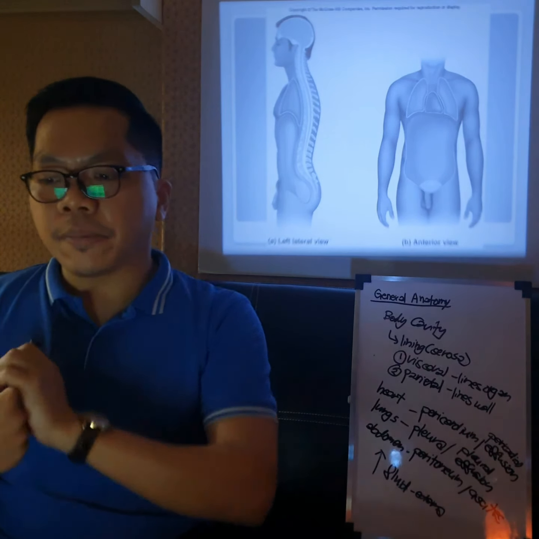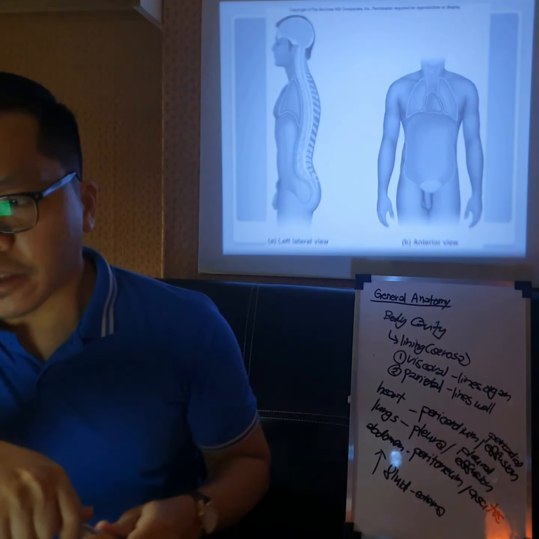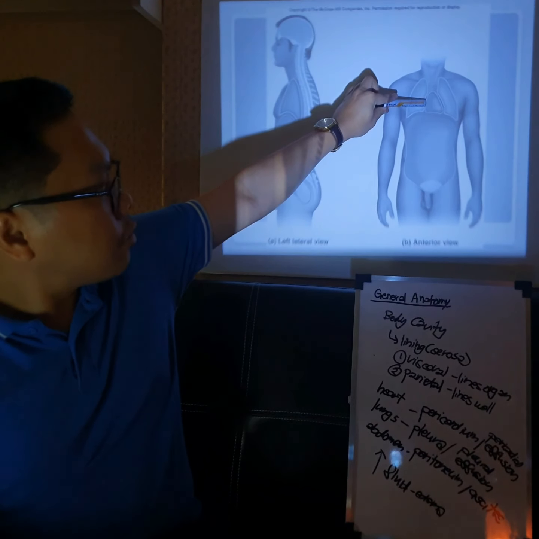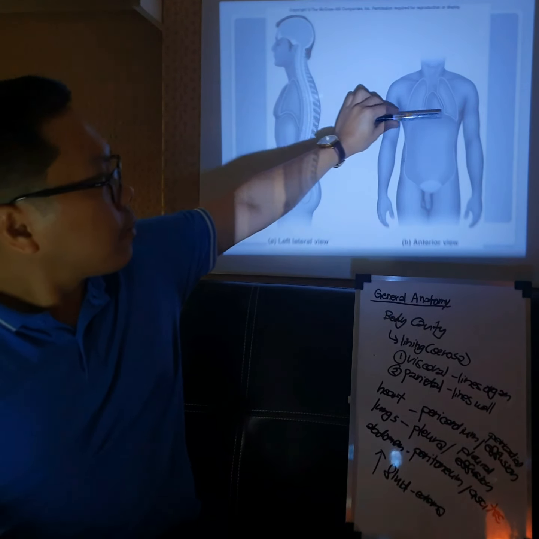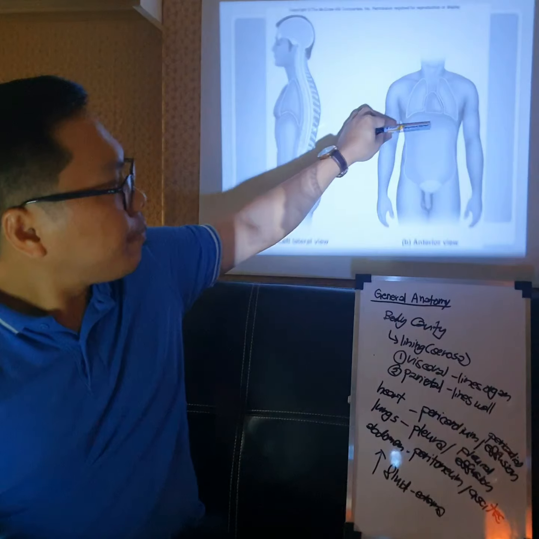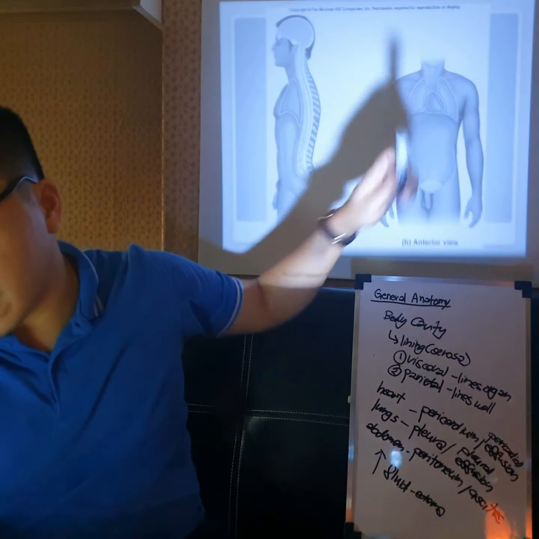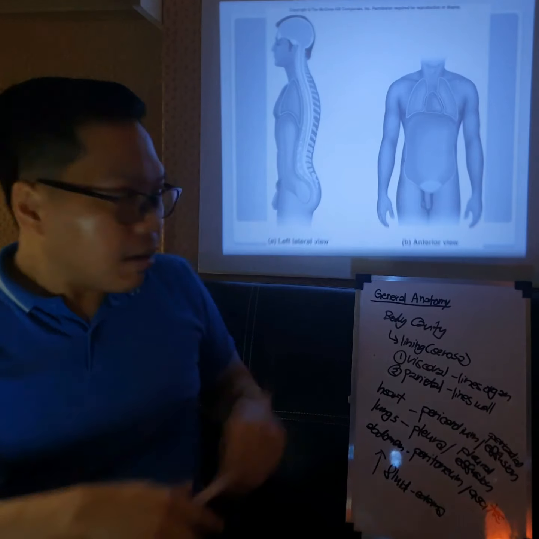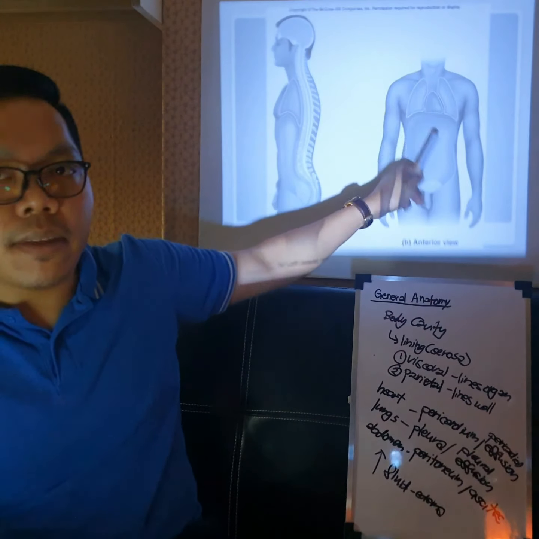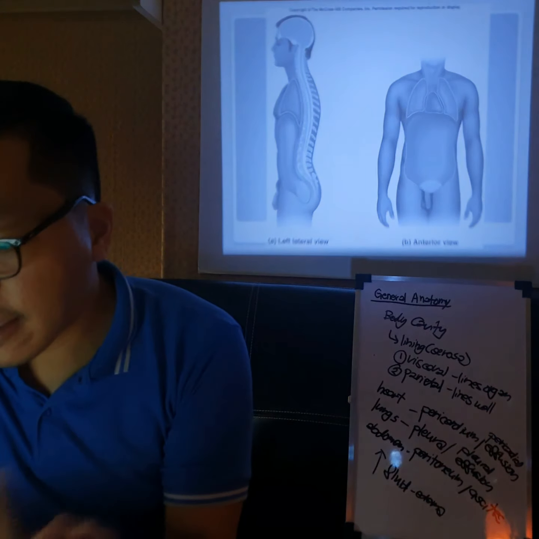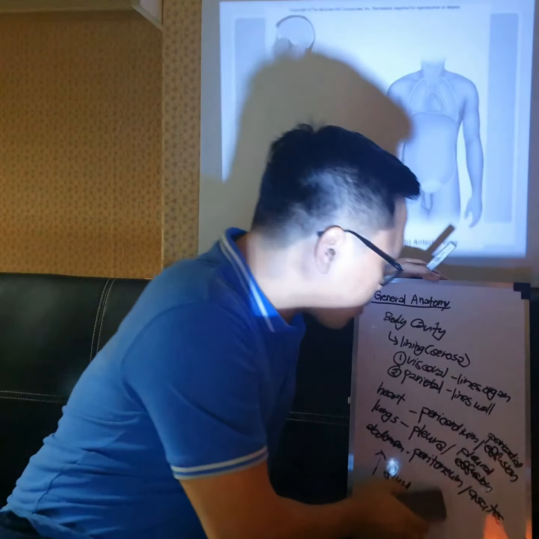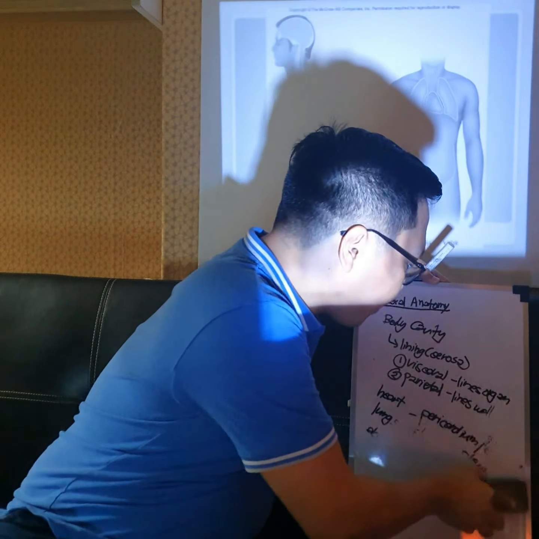Then, as you can see, we're still on body cavities. The pericardium and the pleura are together in the thoracic region. Then we also have the abdominal cavity, which is in the abdominal region. And we see a structure in between the thoracic cavity and the abdominal cavity. What would that be? What do we call that? This is actually a muscle.